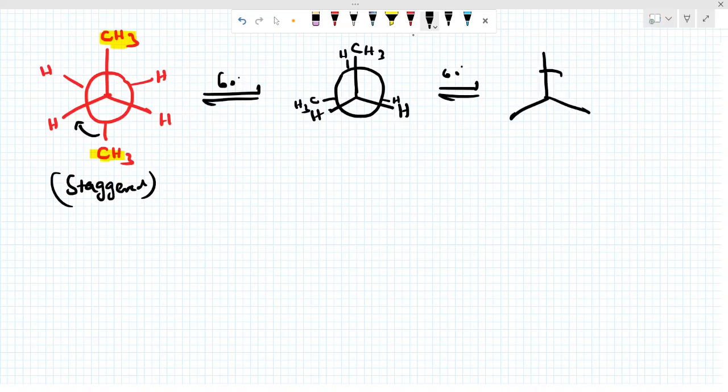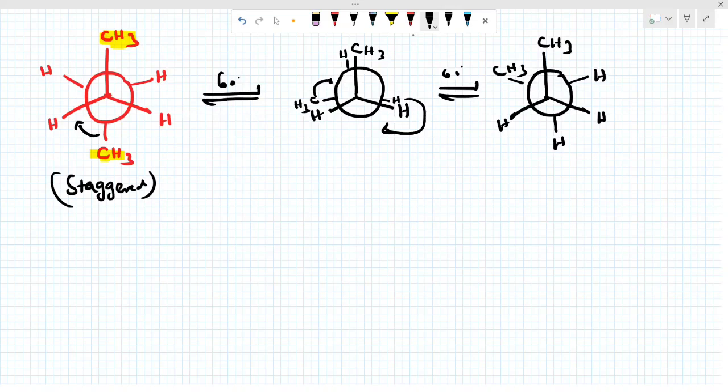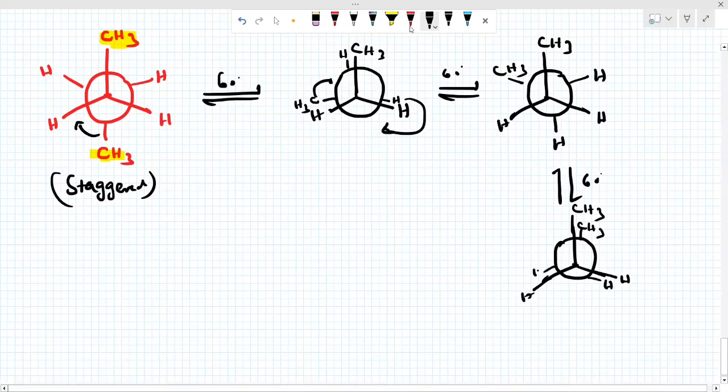Similar. This is CH3. This is H. And this H, okay? Now this H becomes here, right? This CH3 becomes here. Now, therefore, this is H, this is CH3, okay, this is H. Again, do 60 degrees. Okay. 1, 2, 3. This CH3 becomes the backside of this CH3. This hydrogen is a backside. This hydrogen is a backside. See. Now, this conformation is staggered, right?